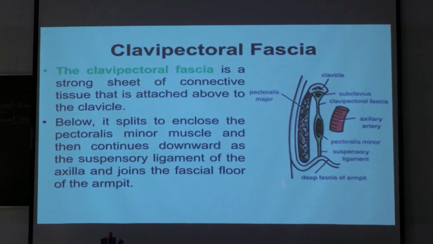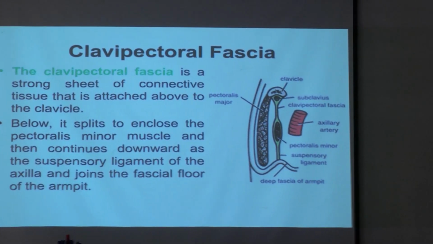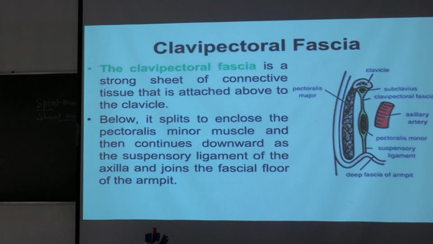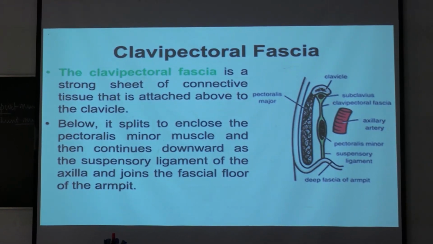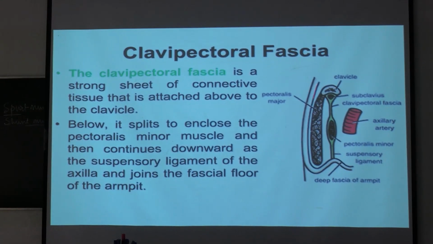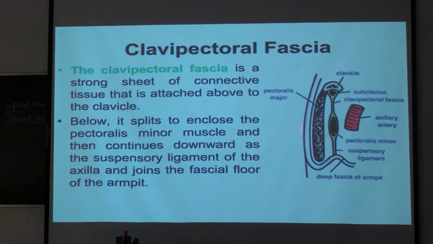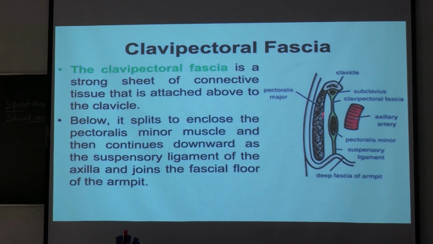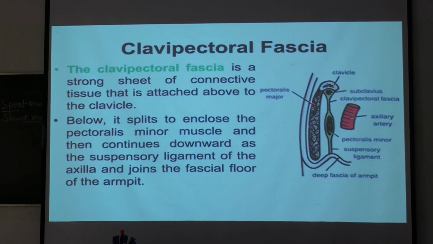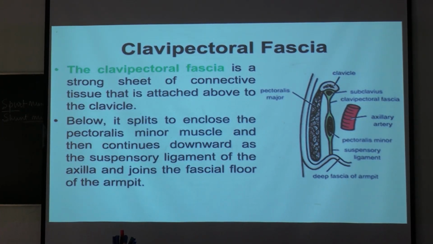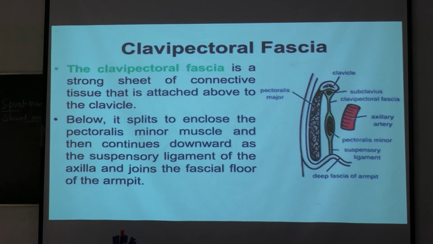So this is skin. After the skin, you will see the subcutaneous tissue. Within the subcutaneous tissue, the cutaneous nerves will lie. After that, you will get the deep fascia. The deep fascia covering the pectoralis major muscle is known as the pectoral fascia.